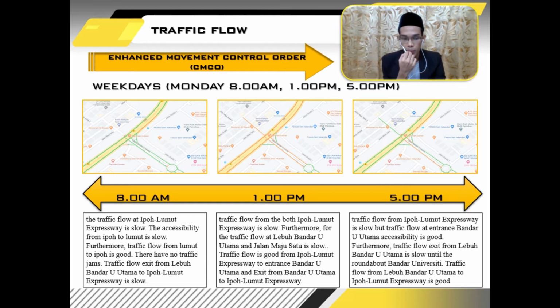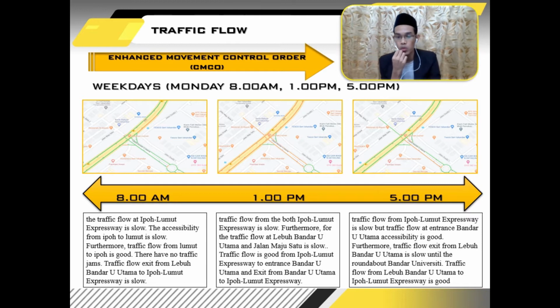For 1 p.m., traffic flow on the Ipoh Lumut Expressway is slow. Furthermore, the traffic flow at Leboh Bandar Utama and Jalan Maju 1 is also slow, shown in orange color. And traffic flow from Ipoh Lumut Expressway to the entrance of Bandar Utama and the exit from Bandar Utama to Ipoh Lumut Expressway is shown in green color, which is smooth and good traffic.